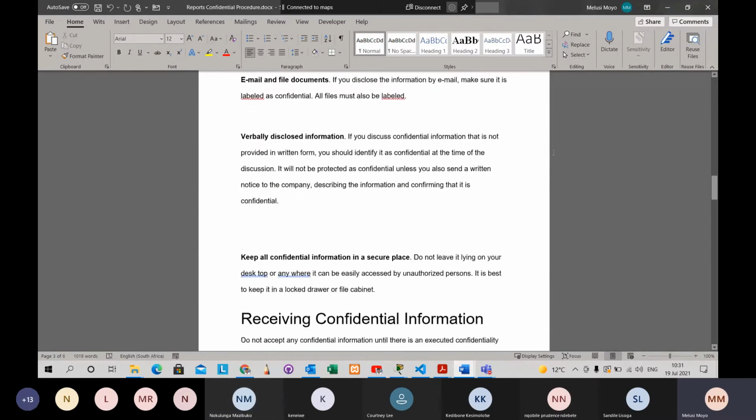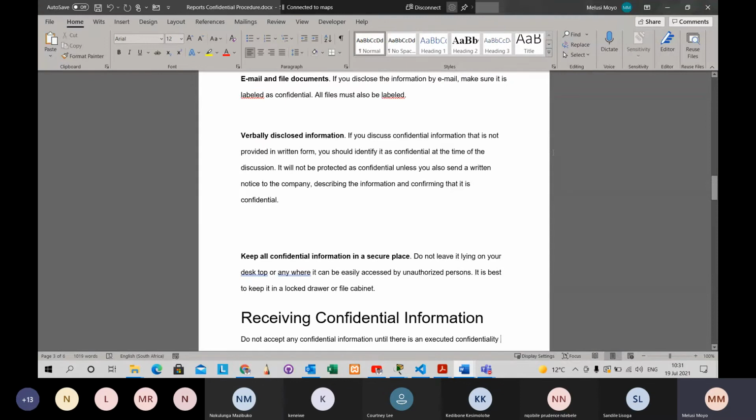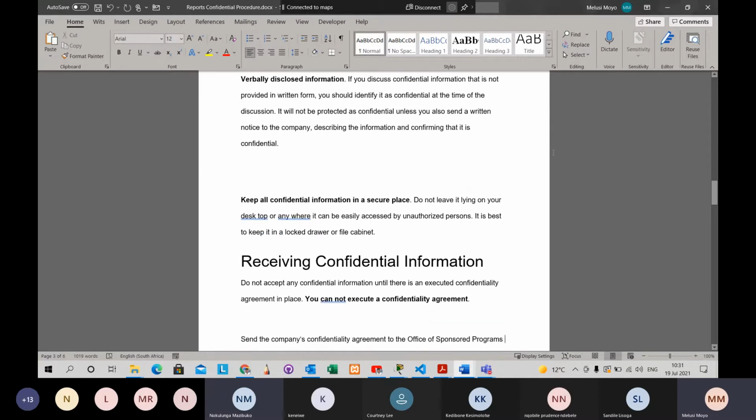I will share this document so that you know it. Other organizations say that if you don't know the label of the data, if you don't know whether this information is confidential, sensitive or proprietary, always treat that information as if it's confidential. If you're not sure what the label for that specific information is, just make sure that you treat it as confidential.